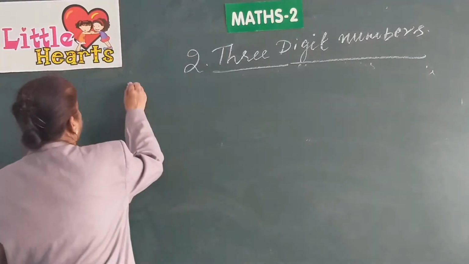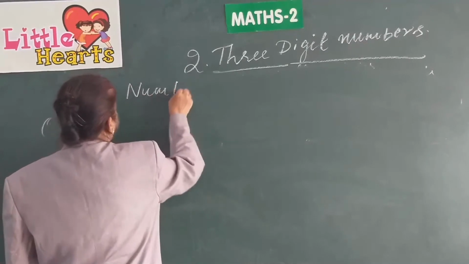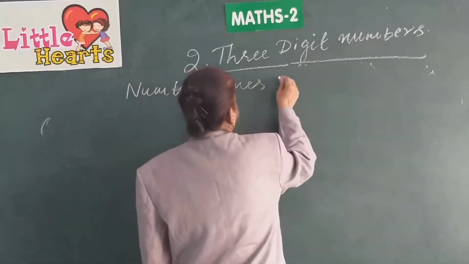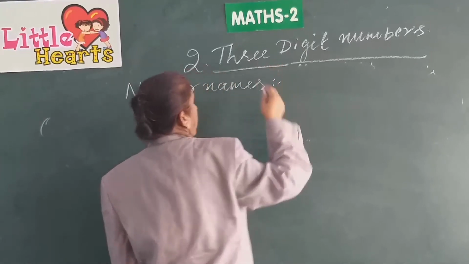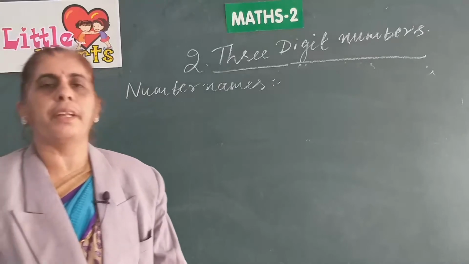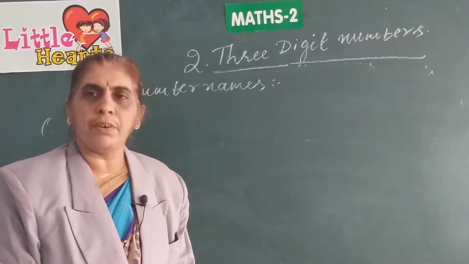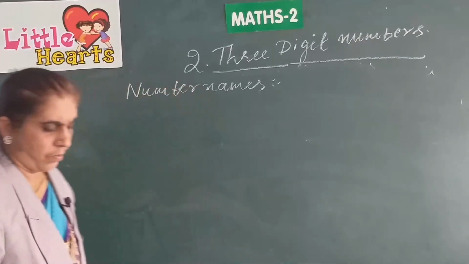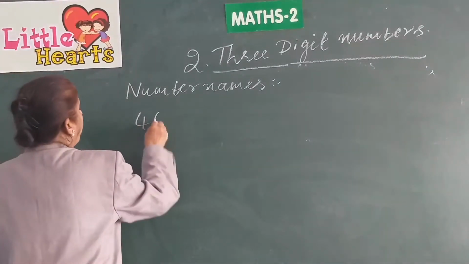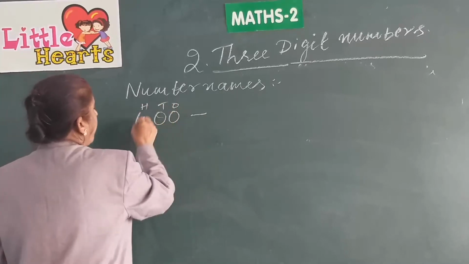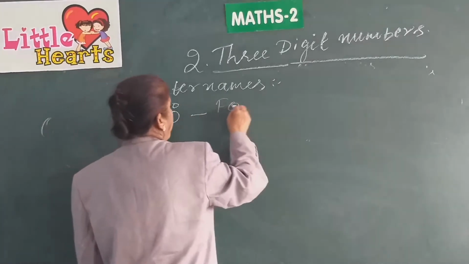Let us write the number names for 3-digit numbers. So what is the number name? Writing the spelling of a number according to its place is the number name. How do you read this number? 4 is in the hundreds place. So we read it as 400.